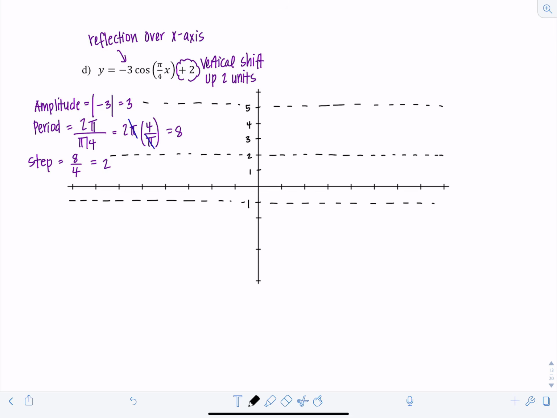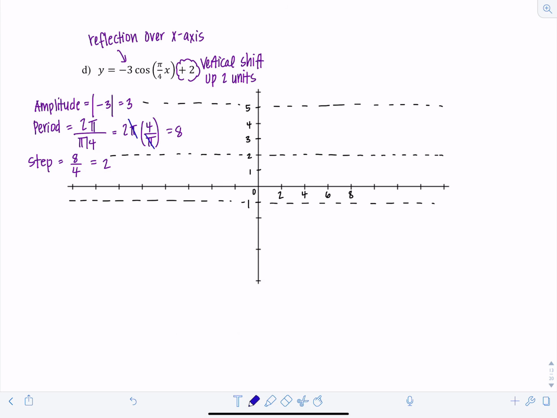All right, and we're graphing cosine. So let's label the x-axis. So we'll start at 0, and the step is 2. So 2, 4, 6, 8, 1, 2, 3, 4, 5. Those are my 5 key points. Okay, so here we go.